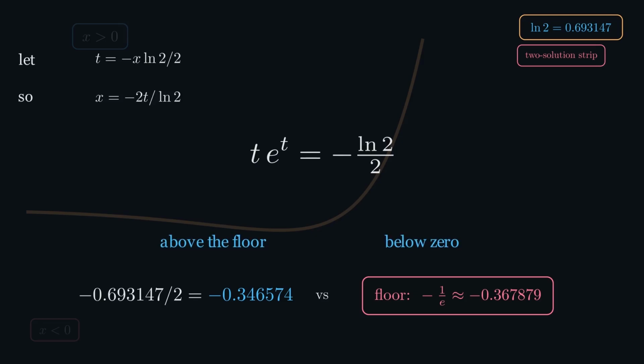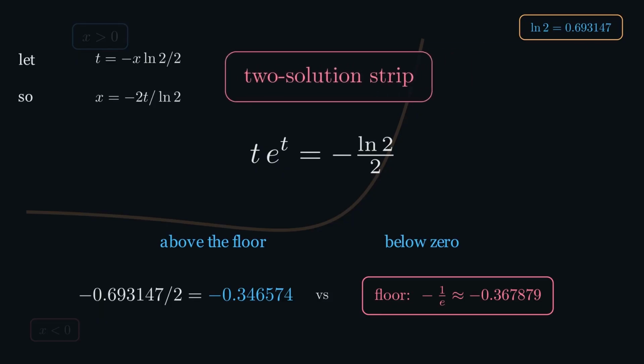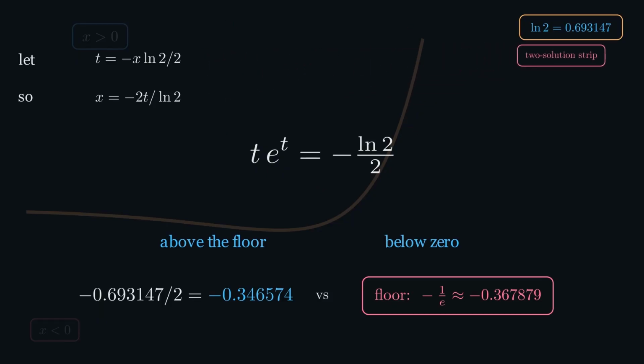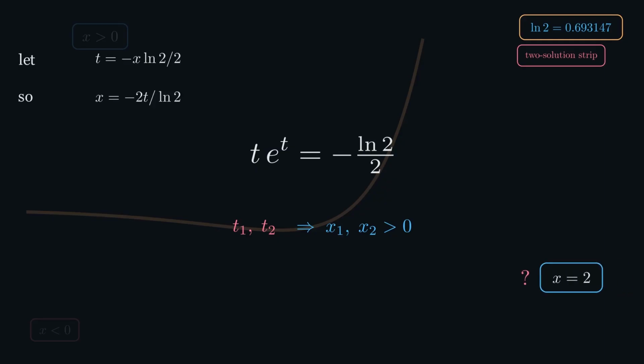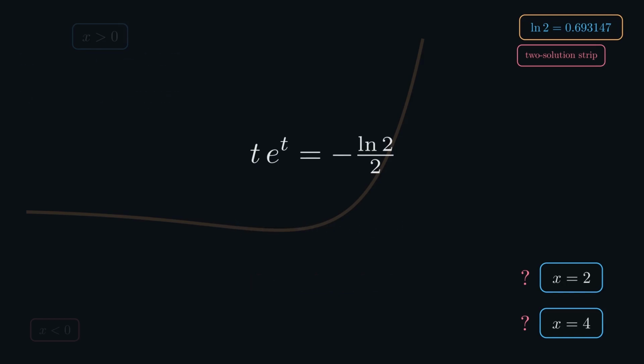We are standing in the two-solution strip, the valley slice, the one I told you to file away. 2 values of t, which means 2 positive values of x. And wait, we already know 2 positive solutions, 2 and 4, from the guessing game. Are those the 2 branches? Standing there this whole time? Hold on. Before I reach for Newton and start grinding digits, let me just look at the equation.